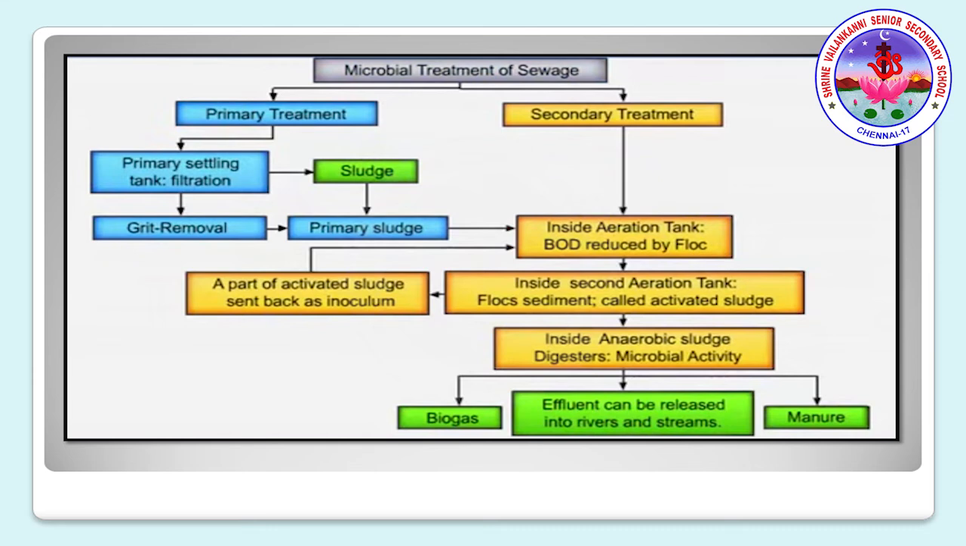Inside the anaerobic sludge digester, microbial activity takes place. At the end of the secondary treatment, there will be production of biogas, effluent that can be released into rivers and streams, and manure will be obtained. So these are the steps of microbial treatment of sewage.